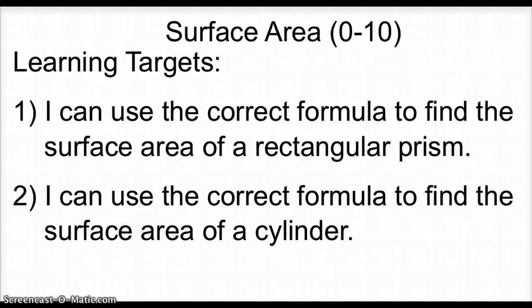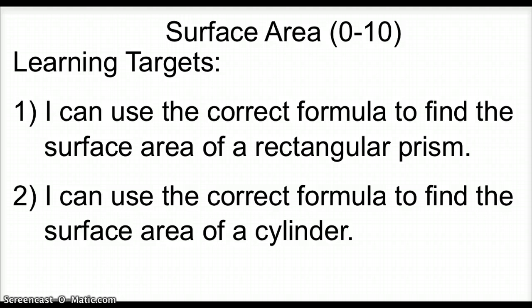We're looking from section 0-10, so again you can use the book and other resources to help you with this as well. Two learning targets today. First, I can use the correct formula to find the surface area of a rectangular prism. And the second learning target is I can use the correct formula to find the surface area of a cylinder. So we're looking at two things. Find the surface area, excuse me, of a rectangular prism and the surface area of a cylinder.